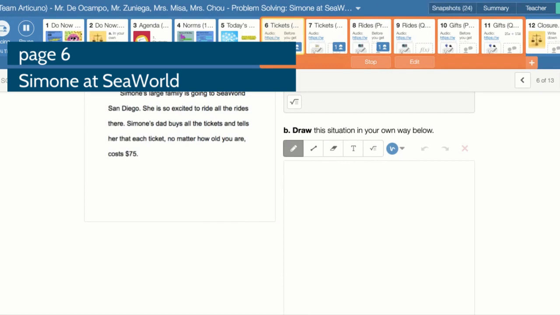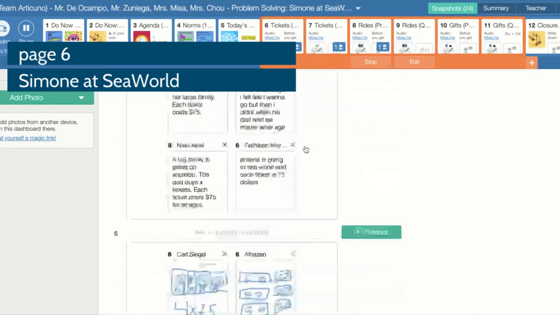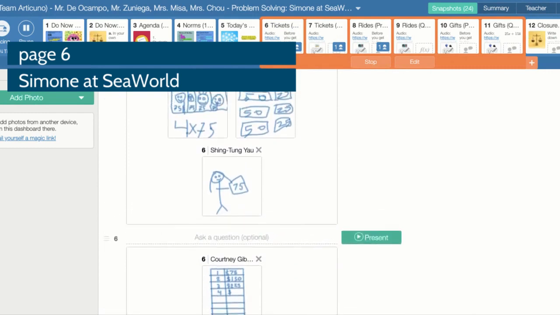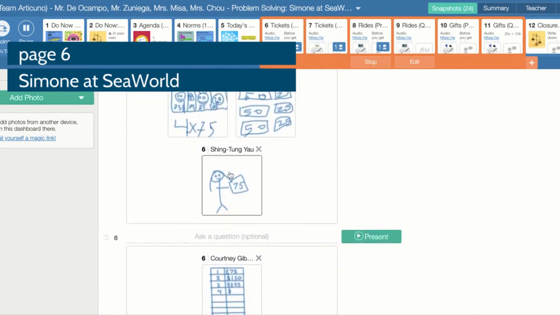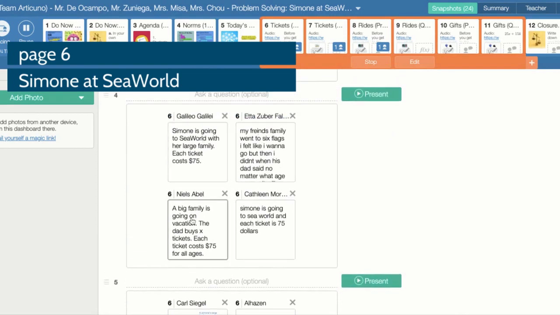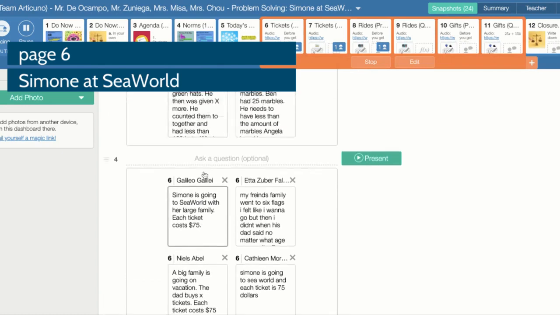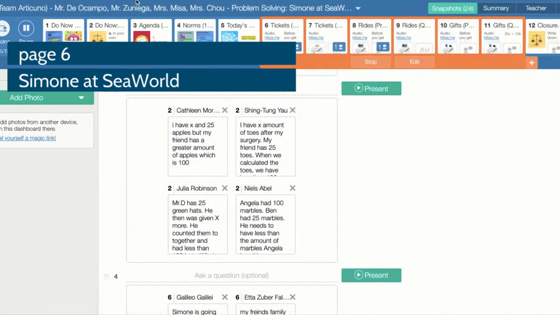If we take a look at what some of classmates have done, we can talk about, so these are some pictures that students have done. Okay, very simple pictures. Here's another awesome picture as well. And then also, here's some examples of what students wrote when they had to retell the story. Okay, so a big family is going on vacation. The dad buys X tickets. Each ticket costs $75 for all ages. And so there's some pretty awesome examples here.